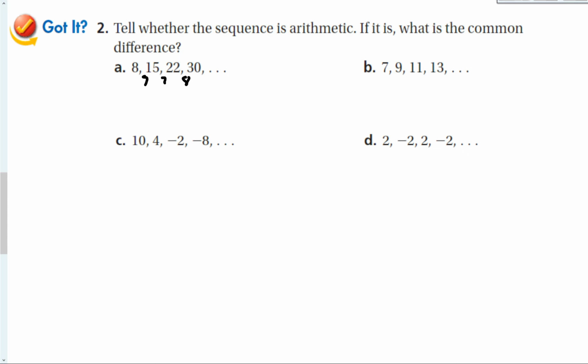The next one is an arithmetic sequence because we can see my common differences are all 2. For part C, it is an arithmetic sequence because my common difference is all -6. And then the last one is not an arithmetic sequence. It has multiplication. So this would be no, and this one would be no.